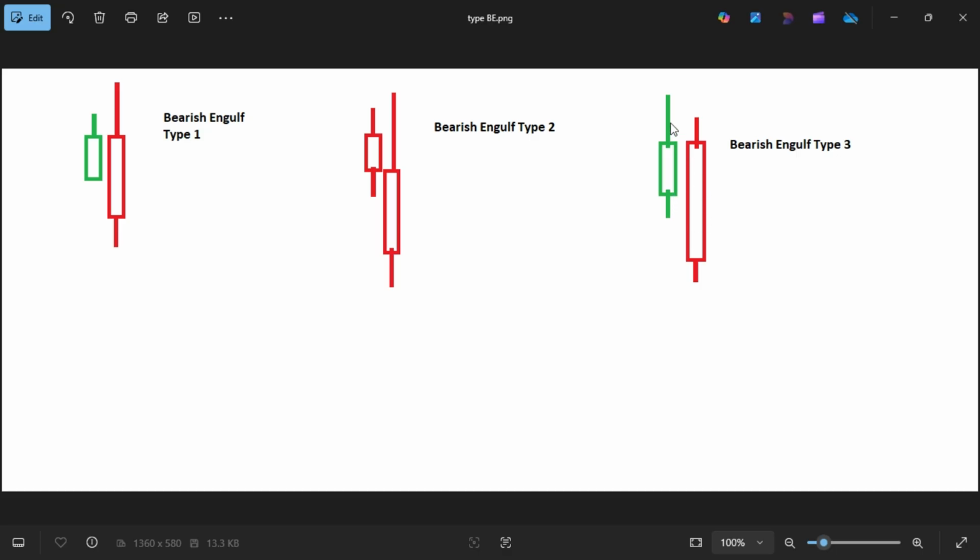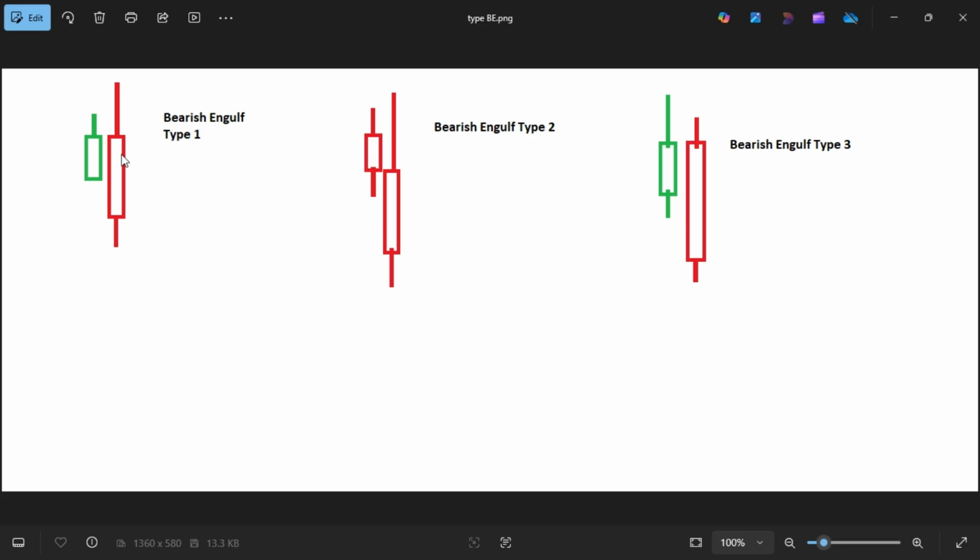However, the most important thing you need to note is the shadow of the first candle. If it's higher than the shadow of the second candle, that's the most important thing you need to notice with type 3. And with type 2, you have to make sure that both of these candles are of the same color, and also the shadow of the second candle engulfs the first candle.